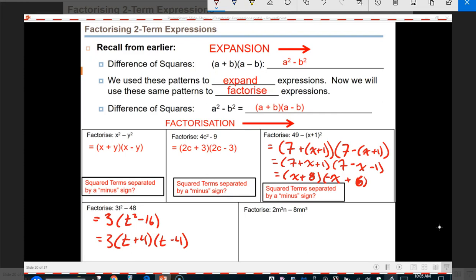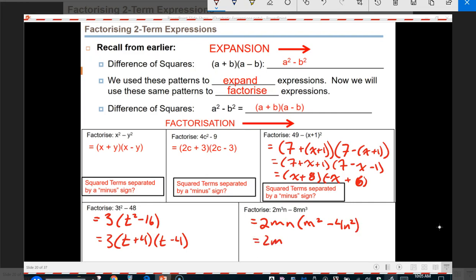Okay, next one. Is there a common factor? Okay, 2 goes into both 2 and 8. There's a common m, and there's a common n. 2mn times what gives me 2m squared? Sorry, m squared. 2mn times what gives me negative 8mn cubed? Well, that's negative 4n squared.